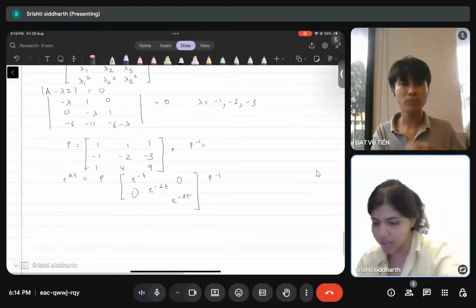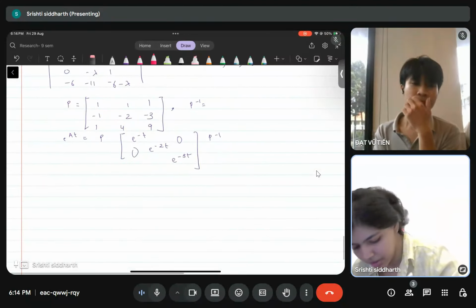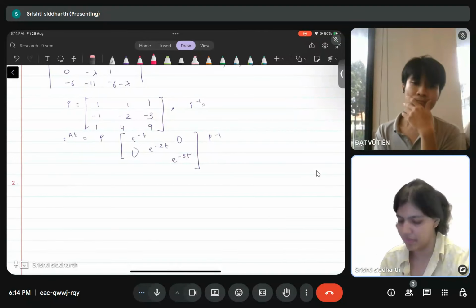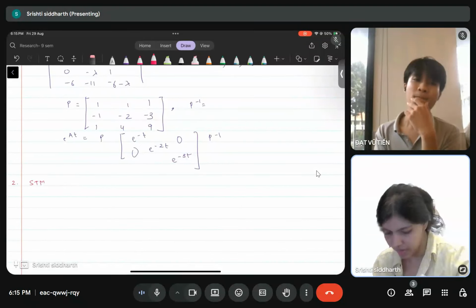Now the next section is to compute the state transition matrix using the Cayley-Hamilton theorem. So, state transition matrix.